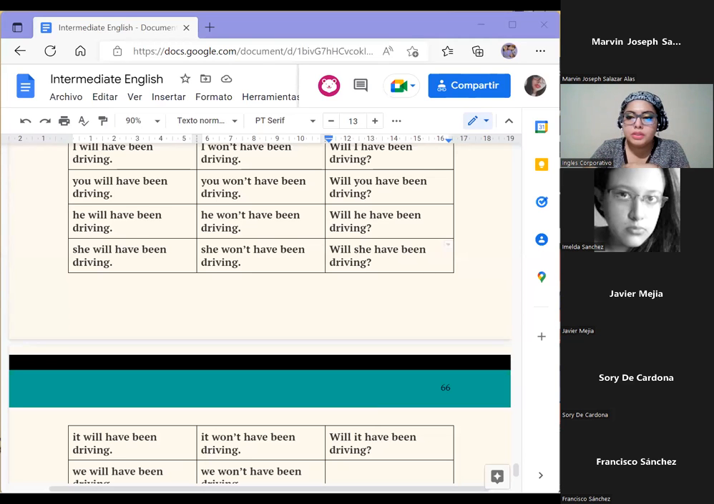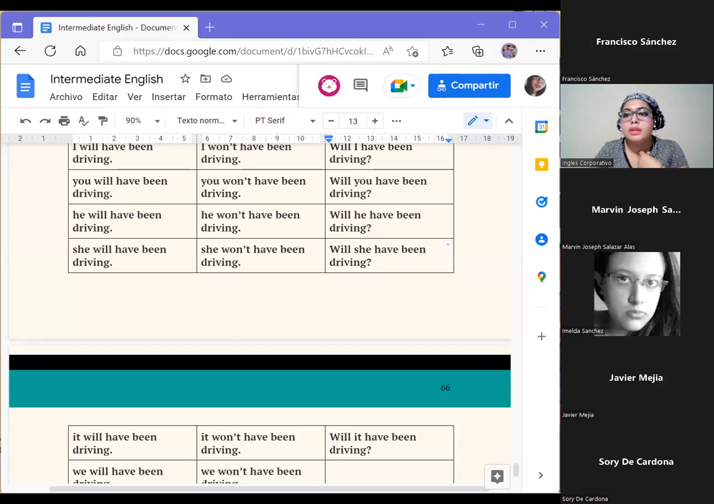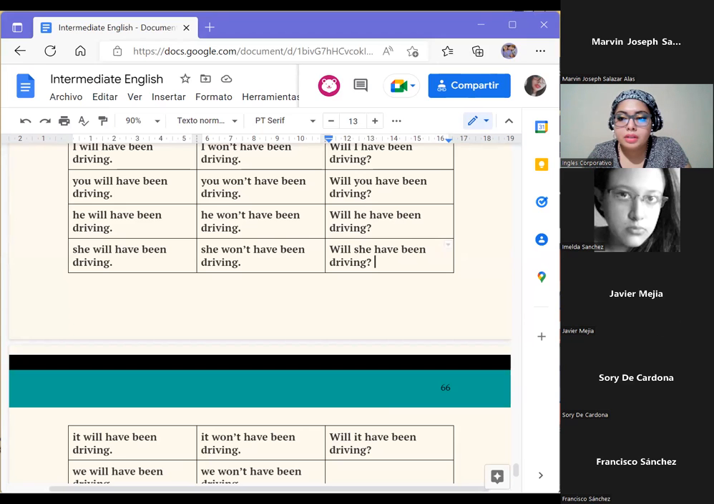So we are going to continue with the example, and then we are going to have the uses and examples. And we have, tell me, Francisco. I have a room. What is the meaning in the sentence? You will have been driving. You will have been driving. Yes. In that case, we can say tú estarías manejando. Ah, okay. In the future. You're welcome.